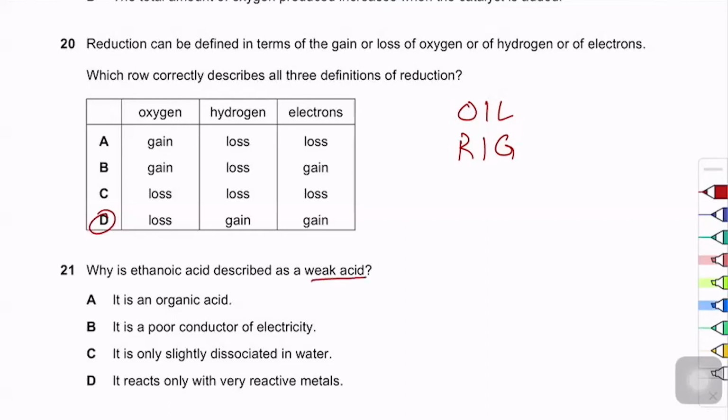Why is ethanoic acid described as a weak acid? Why is anything a weak acid? It is weak because it does not ionize fully, or it ionizes partially, producing fewer ions per unit mole, and it is an acid because it gives protons. So which one should be the answer? Go on, tell me.